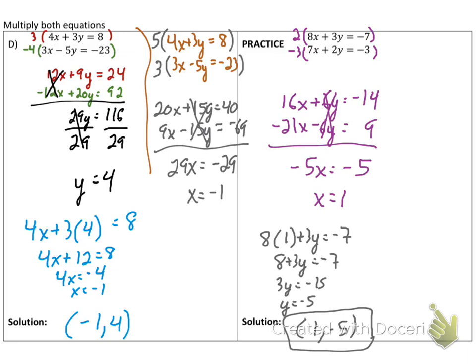Alrighty, so I chose to eliminate the y's. Doesn't matter which one. If you eliminated the x's, you should have the same solution. I eliminated the y's because those would deal with a little bit smaller numbers. I only needed to multiply the top equation by 2, and only needed to multiply the bottom equation by -3. Sure, but I end up getting 1, -5.